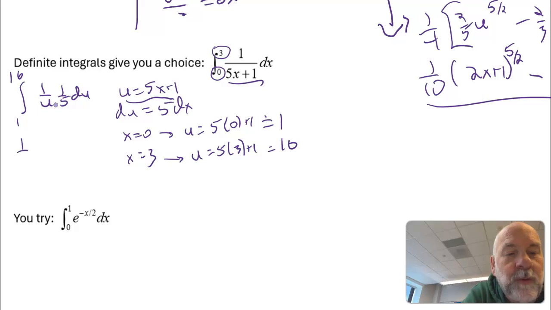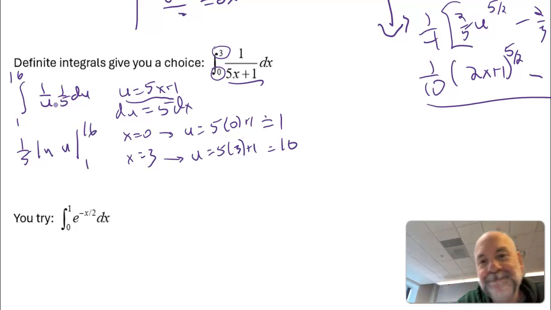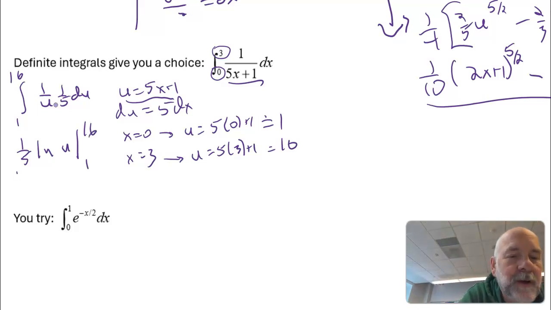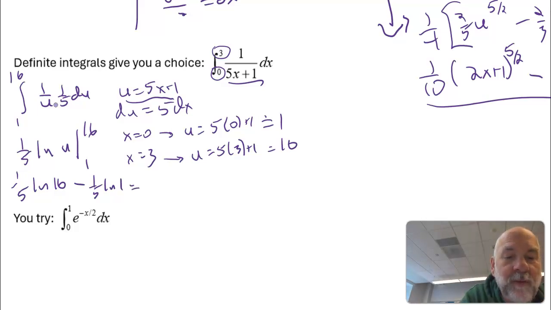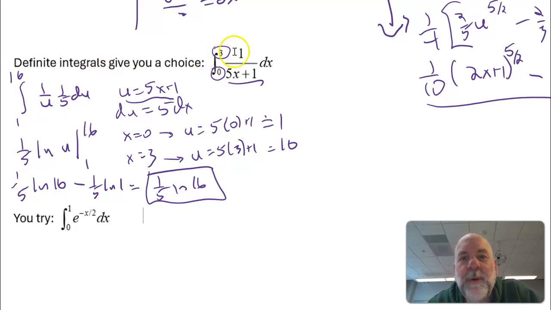All right, so now we can do the problem. The antiderivative is 1/5 natural log of u evaluated from 1 to 16. And I can plug the numbers in. 1/5 natural log of 16 minus 1/5 natural log of 1. Natural log of 1 is 0. And so it's 1/5 natural log of 16. So this is the big idea with definite integrals, is you have to change the bounds also.